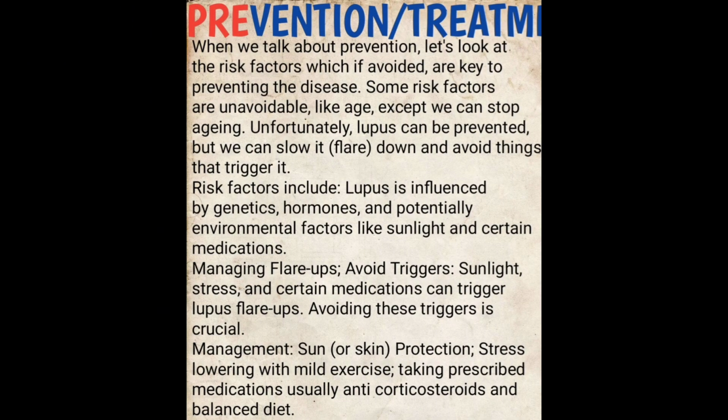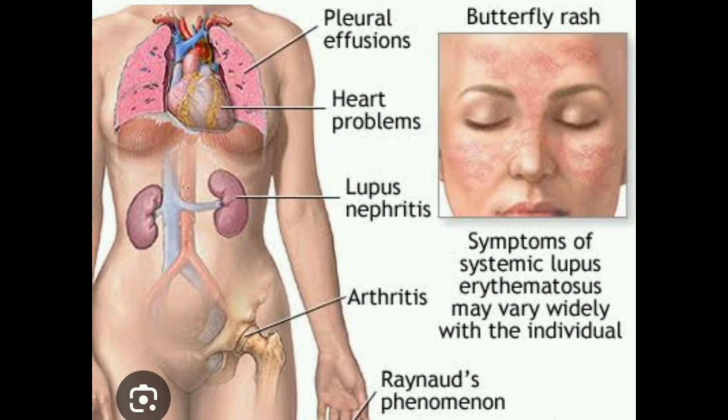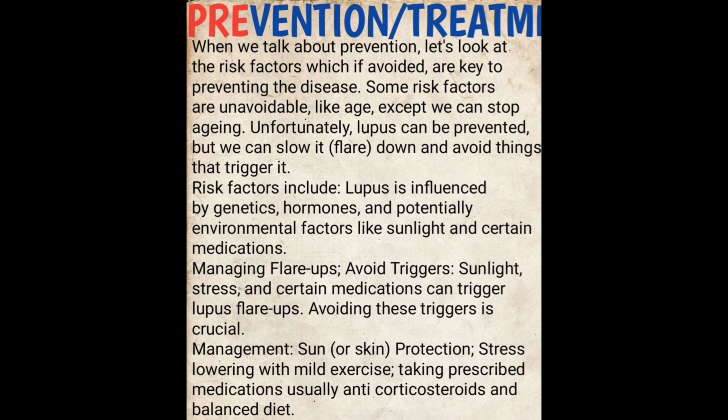Finally, prevention and treatment. When we talk about prevention, let's look at the risk factors. Look at the risk factors, which, if avoided, are key to preventing the disease. Some risk factors are unavoidable, like age, unless we can stop aging. Unfortunately, lupus cannot be prevented, but we can slow it down and avoid things that trigger it. Risk factors include genetics, hormones, and potentially environmental factors like sunlight and certain medications.